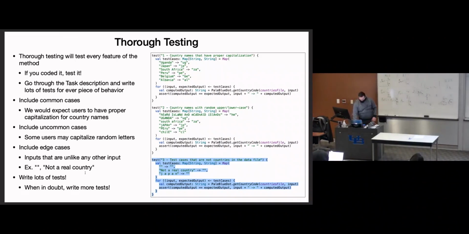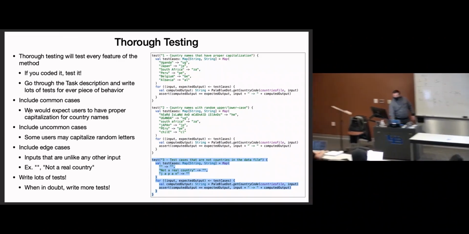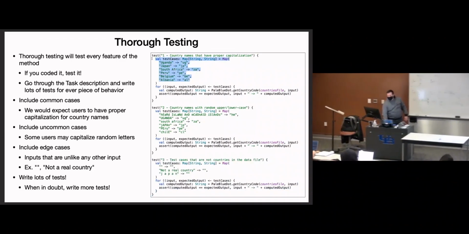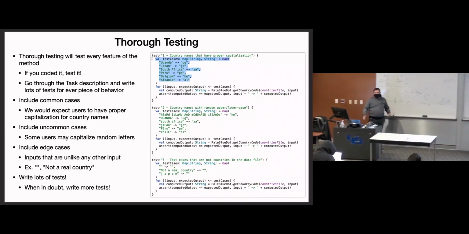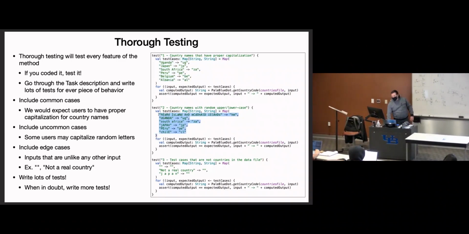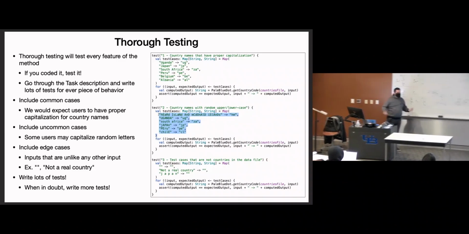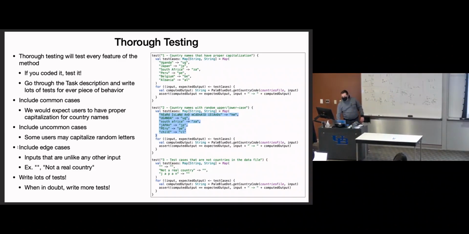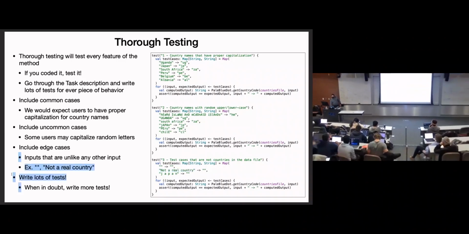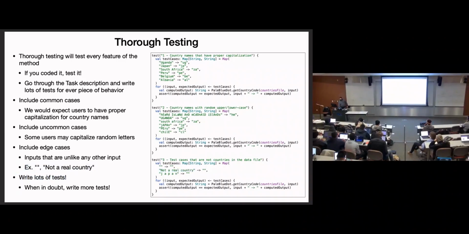Oh, Jesus, it's 1 minute to go. We want to include all the common cases. That's these, the way we expect people to use our app. The uncommon cases, ways that people could use our app, but we don't really want them to. And edge cases, which are cases that behave unlike any other cases. The empty string is a good edge case. Not a real country is a good edge case. And write lots and lots and lots of tests.